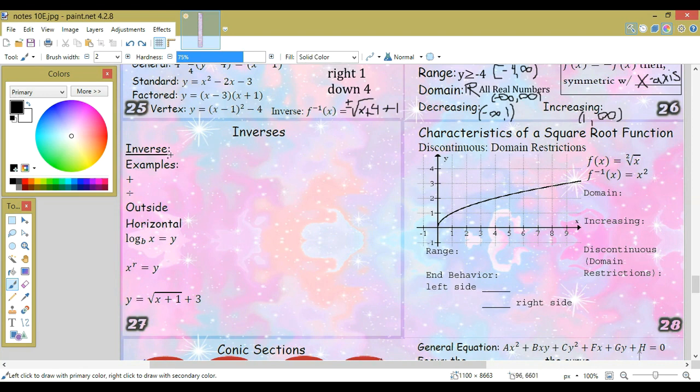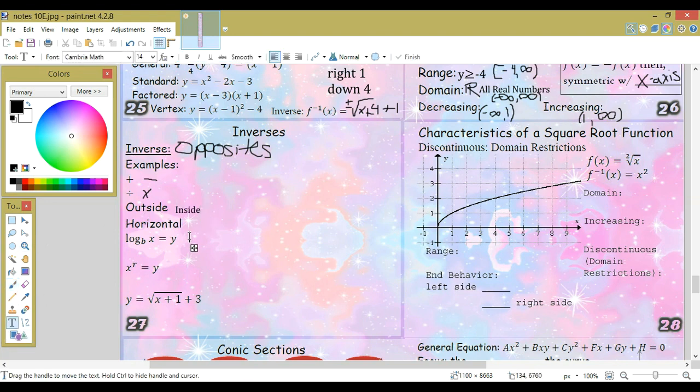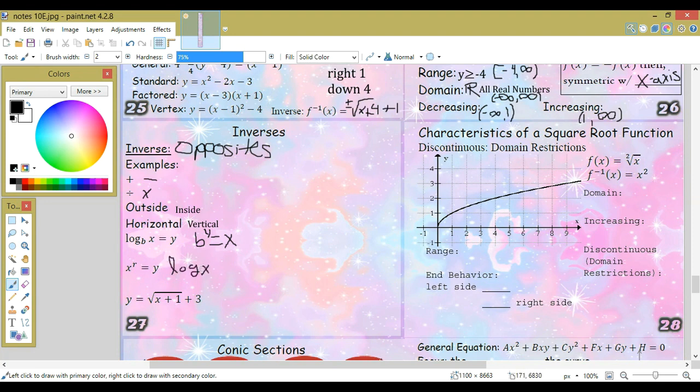Page 27, inverses. Inverses are basically the opposites. Here's some examples. The opposite of addition is subtraction. The opposite of division is multiplication. They're inverses of each other. Outside, inside. Horizontal, vertical. Log base b of x equals y. The opposite of that is b to the y equals x. We'll talk more about that one some other time. And then, of course, the opposite of that would just be log base b of x equals y.